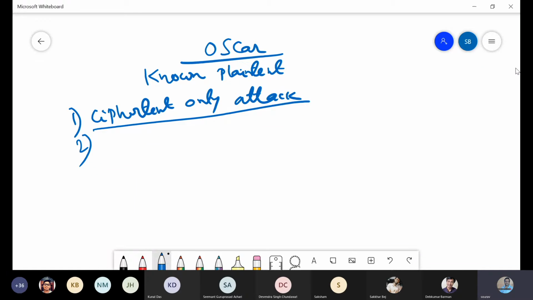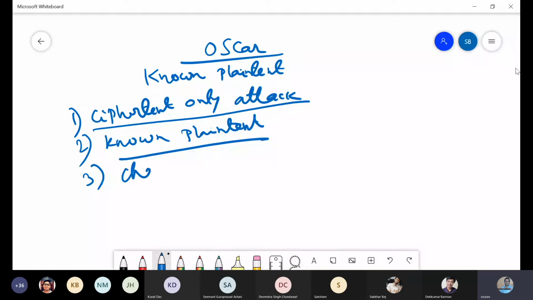Then we saw the known plaintext attack. Here Oscar has some plaintext and the corresponding ciphertext, maybe some old messages with their ciphertext. The challenge for Oscar is to get the key and the current plaintext by seeing the current ciphertext.